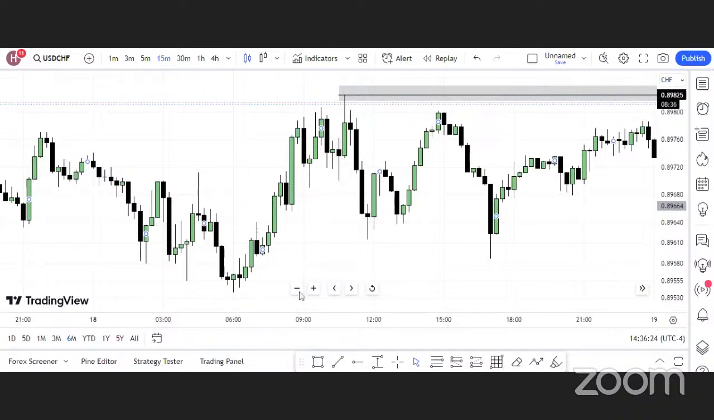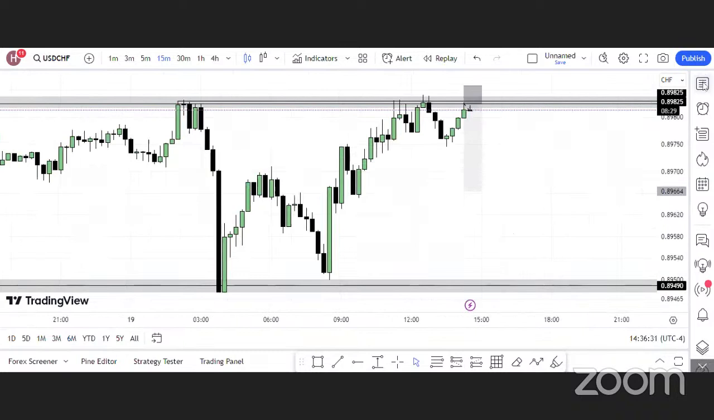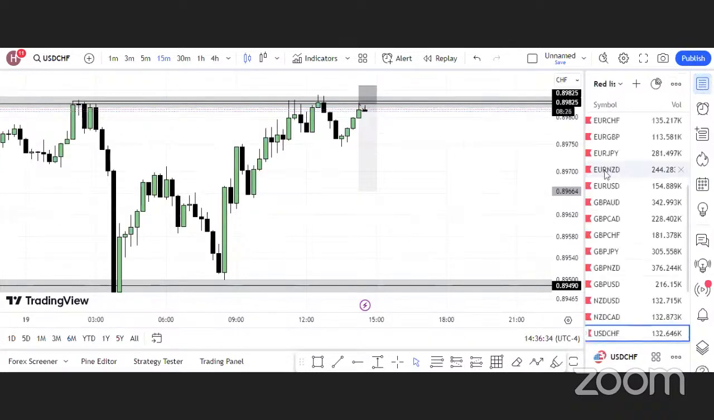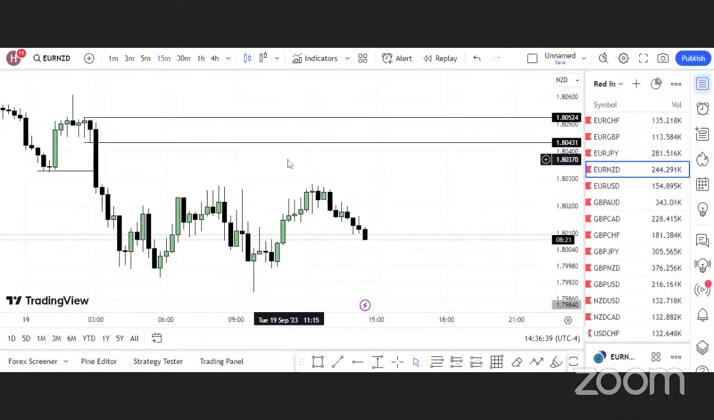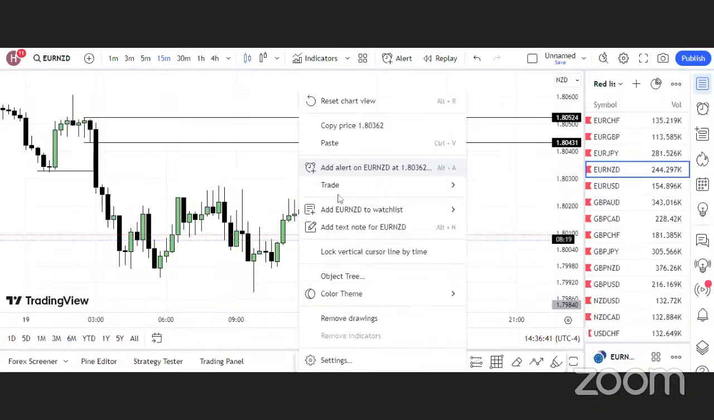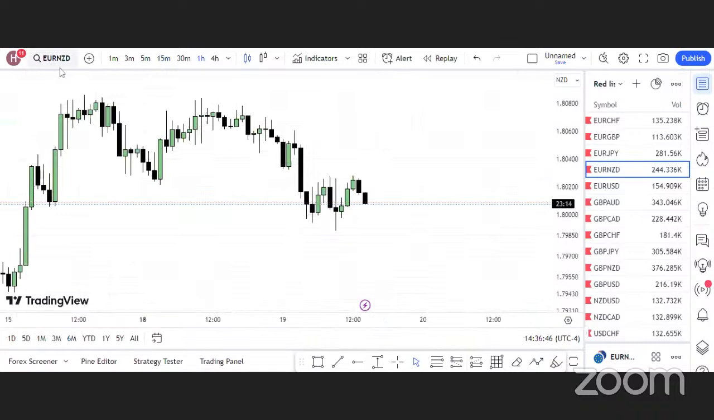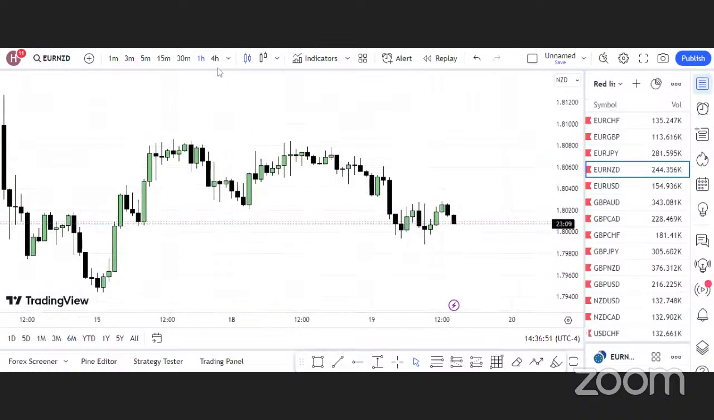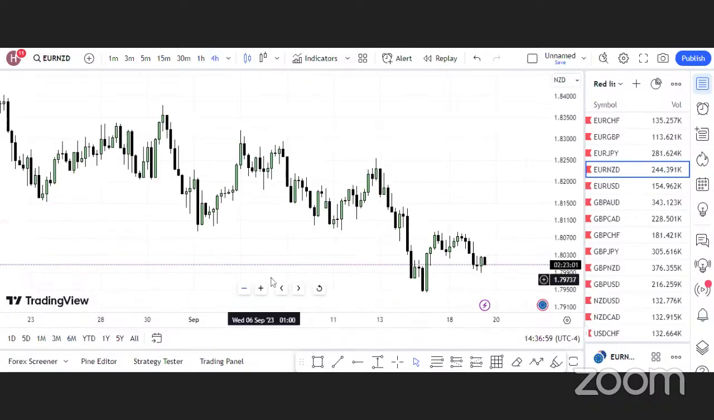All right, so let's make another analysis, and let me show you how you can actually get an entry. Let's use another market for our example. Let's make an example from Euro NZD. So this is the Euro NZD. This is the 4-hour time frame.